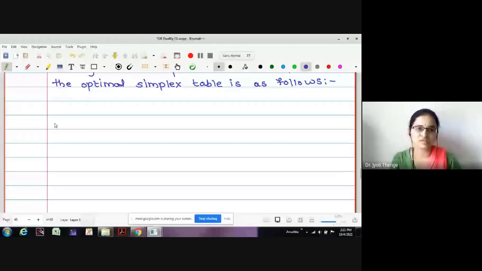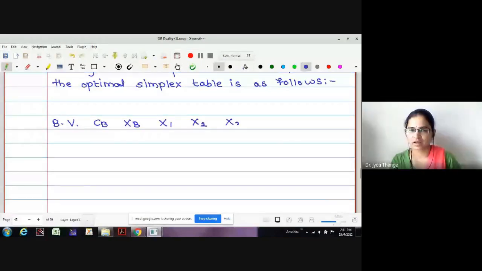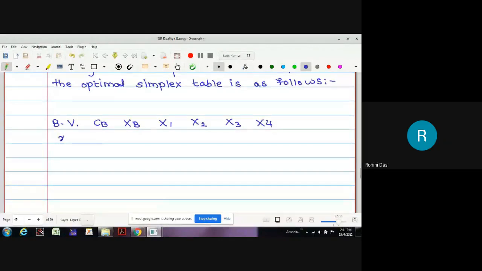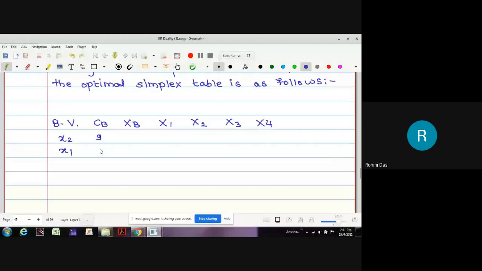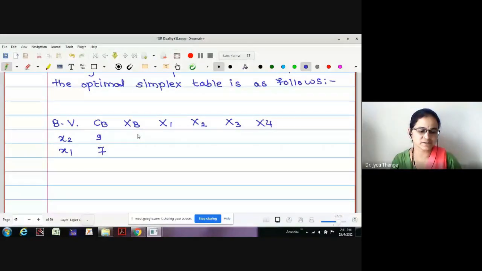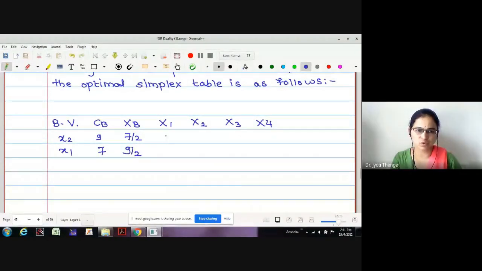Basic variables, CB, XB, two original and two added variables, no? X1, X2, X3 and X4. Which are the basic variables? X2, X1. What is the cost? 9, 7. What is XB? 7 by 2, 9 by 2. X1 is 0, 1. X2 is 1, 0.